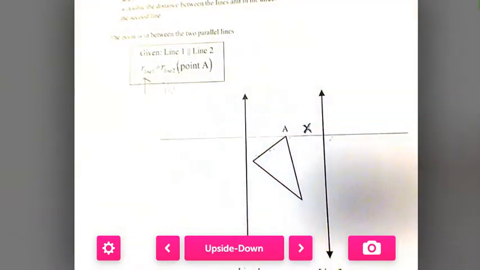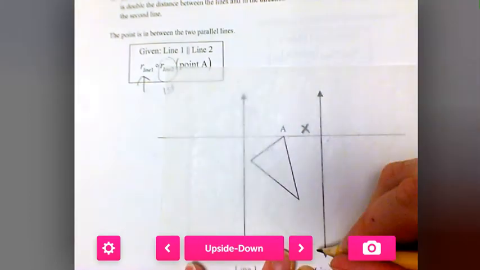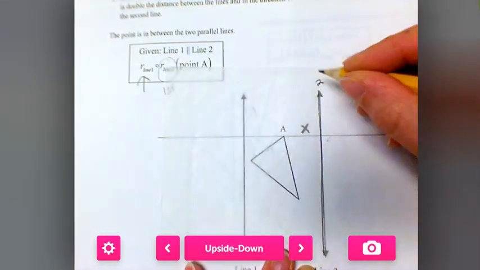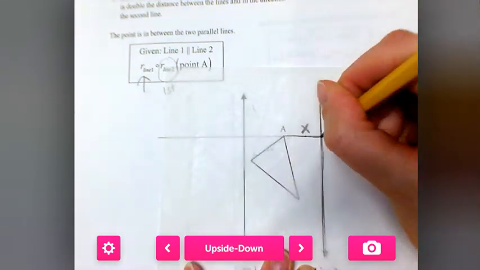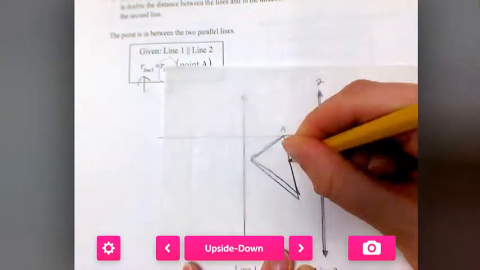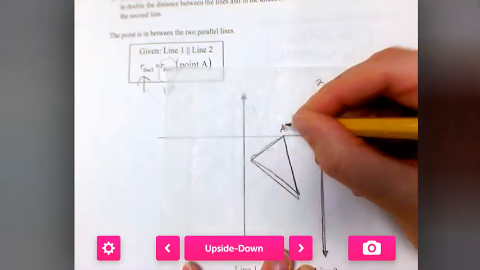Do I have to get out patty paper to do this? No. Does it work out just fine with patty paper though? Because you can see it? I like to use my patty paper. It's easier to see. I'm going to make this 2. I'm going to trace this X. I'm going to trace my triangle and the letter A.